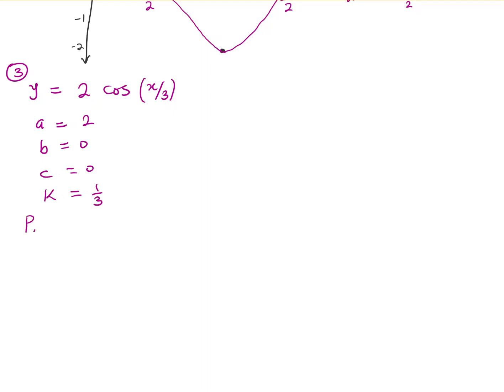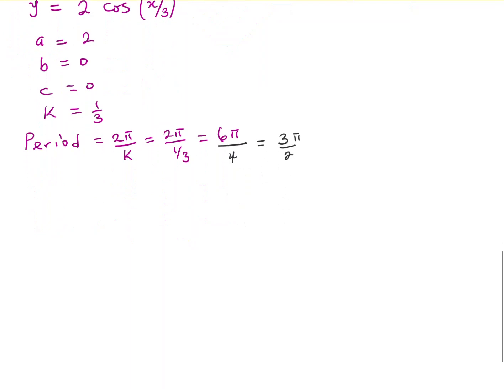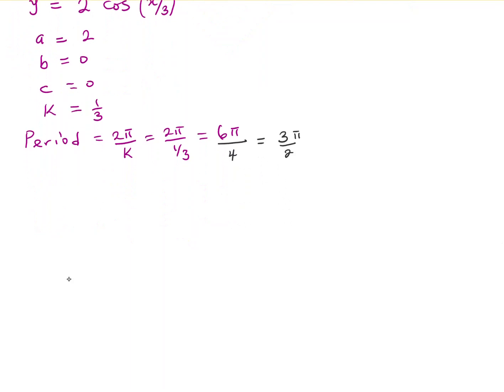Then I can find the period. The period is 2 pi divided by k, which is 2 pi divided by 1/3, and that is 6 pi. So what that means is that I can divide this into 4 quadrants, and what I have is 3 by 2 pi, that is 1.5 pi, right? Okay, so let us try to see how the graph looks.